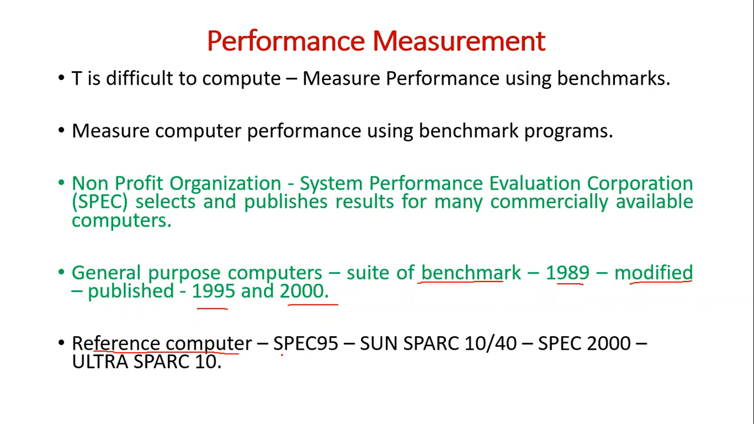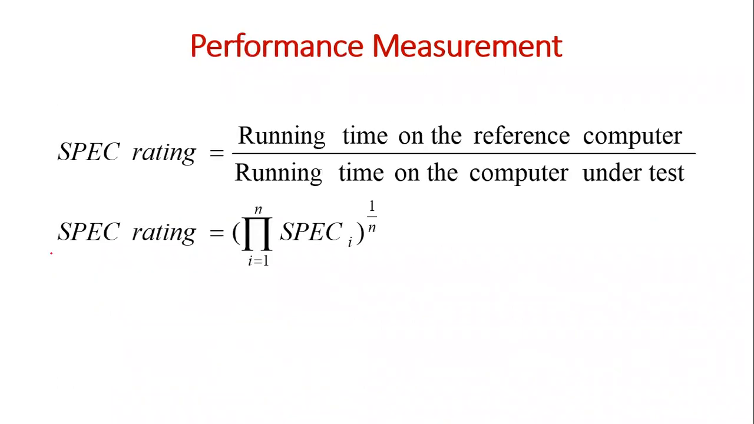The reference computer used for the one published in 1995, SPEC 95, was the Sun SPARC 10/40. This is the computer name. And for the one published in 2000, SPEC 2000, the reference computer used was the Ultra SPARC 10. So let us see how to measure the performance of a computer using this benchmark. It is given by this formula: the SPEC rating is equal to the running time on the reference computer divided by the running time on the computer under test.